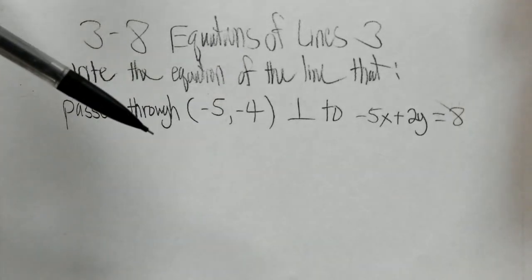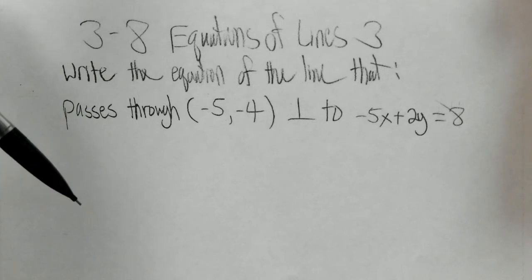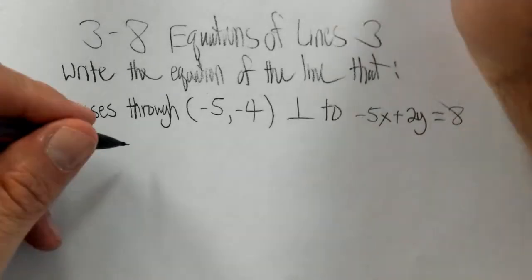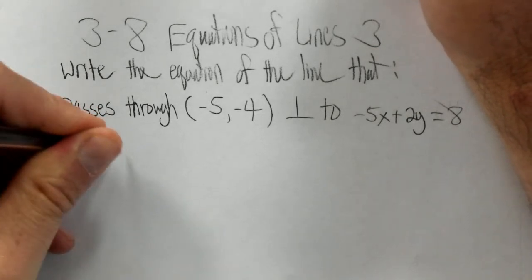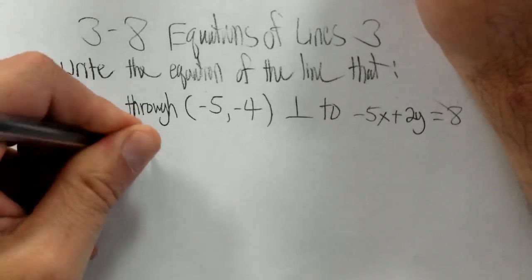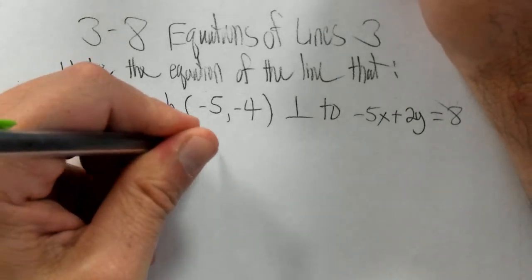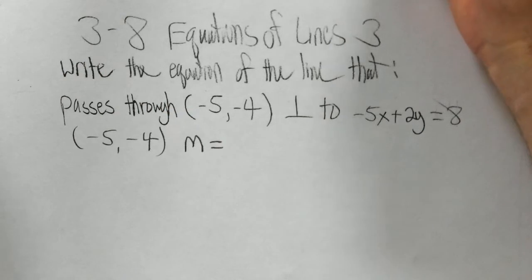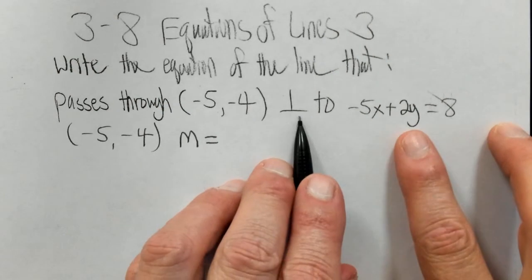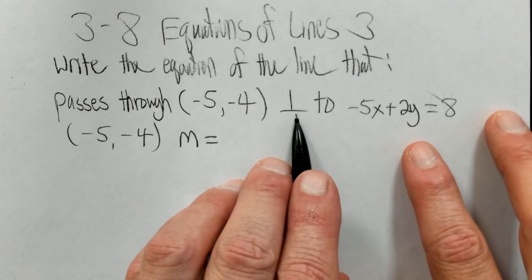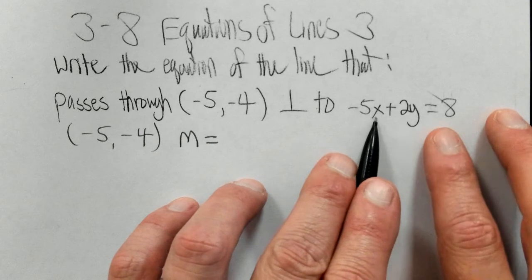So the question is, how can we get the slope from the information that they've given me here? Alright, so I've got a point. This is the point that we'll use, -5, -4. We can use that point. But the question is, how are we going to find the slope? That's the other thing that we need to find. Well, look at this part of the problem, this information that they've given me here. They're saying that the line I want is perpendicular to this line.